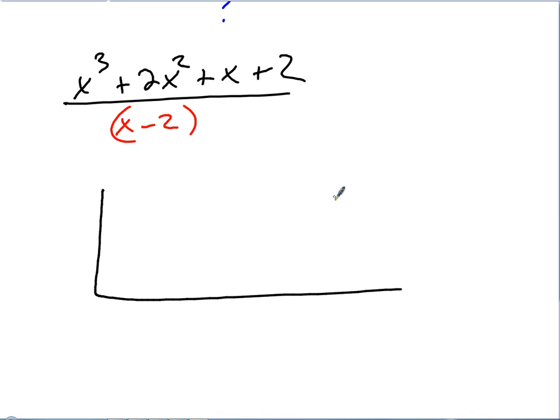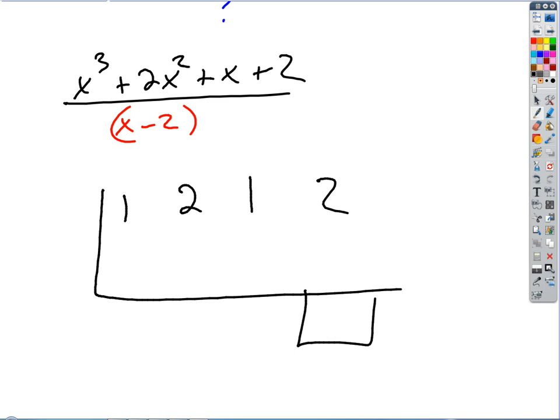So you know right away that if this is a cubic polynomial, a third degree polynomial, I'm going to have how many coefficients? Four. One for each power of x plus the constant, right? So I'm going to get a 1, a 2, a 1, and a 2, right? And then here's my remainder box. If it's a 0, what's going to show up in there? 0, yeah, no remainder. And what goes out front?